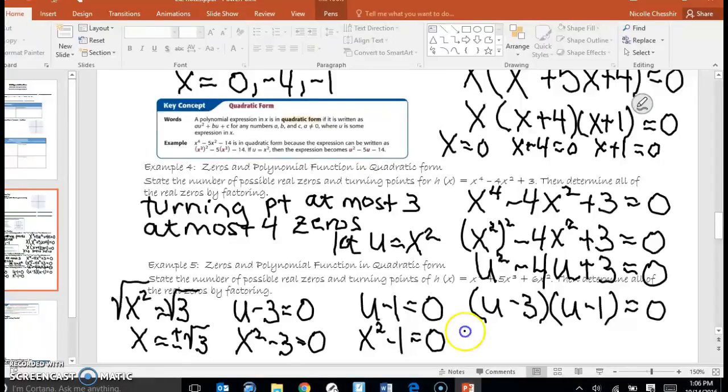And for this one, we get x squared equals 1. And we need to square root both sides. How many answers do we get when we square root? So we get x equals plus or minus 1. So how many roots do we have for this one? We have 4. We have plus or minus the square root of 3, and then we have negative 1 and positive 1.